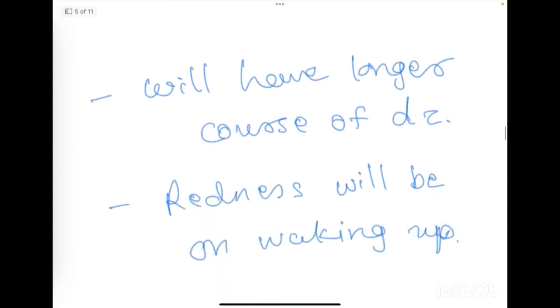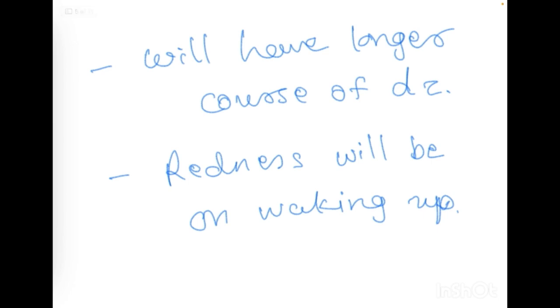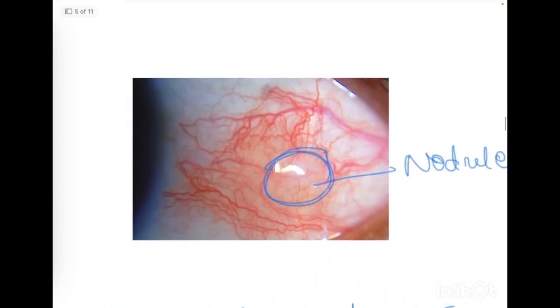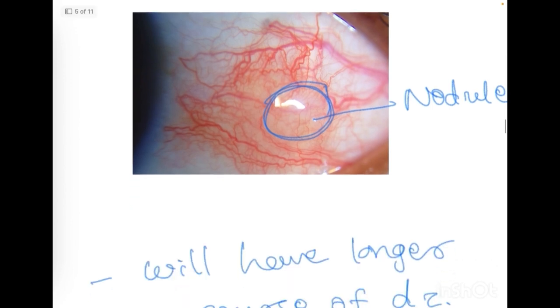So now we'll revise the types of episcleritis: mainly simple and nodular, and simple again in diffuse and sectoral. Whenever a patient comes with episcleritis, we have to write specifically which type of episcleritis the patient has, whether diffuse, sectoral or nodular.